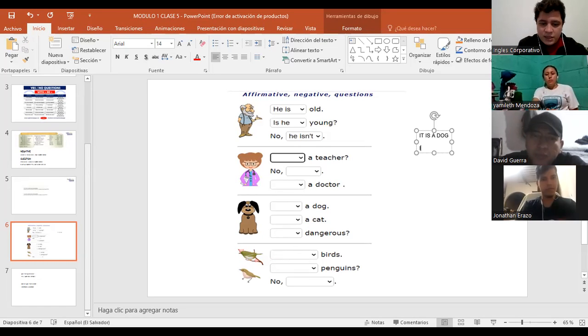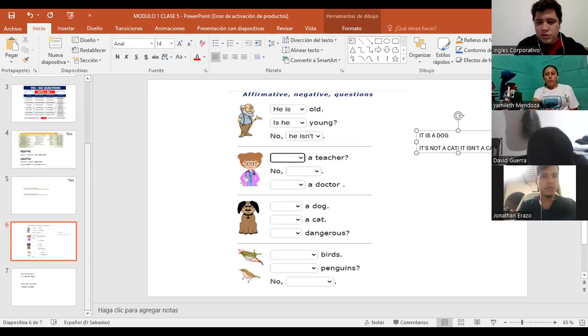Well, in this case, en este caso era it is not, o pueden decir it's not a cat. No es un gato. O podemos decir, it isn't, no es un gato, okay? We have this option, podemos decirlo así, okay? So, now, in this one, la pregunta era, is it dangerous? ¿Él es peligroso? Is it dangerous? So, you see?